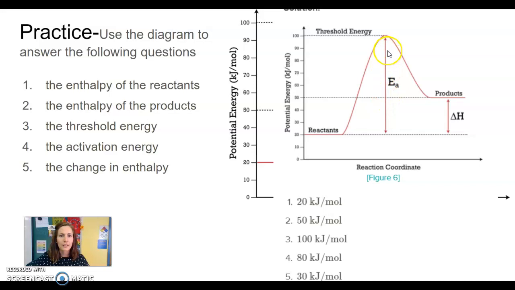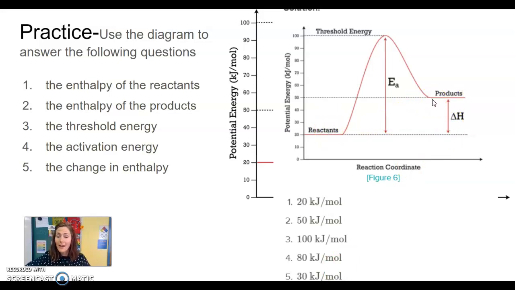so that is going to be the total from the reactants to the top here. And then your change in enthalpy is going to be that delta H. It's going to be the change from the reactants to the products.